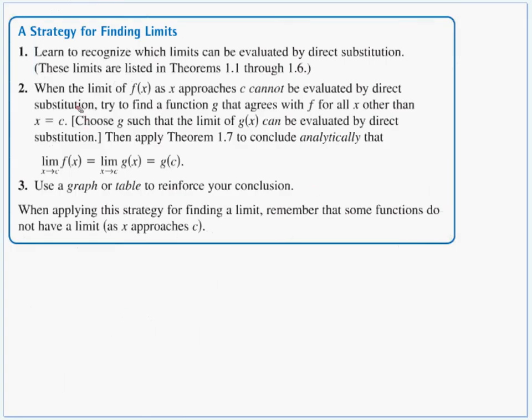So here's our strategy, 3 steps. 1, learn to recognize which limits can be evaluated by direct sub. And again, you don't have to memorize them, you just try it first. If it works, good. If not, then we try something else. 2, when the limit of our function as x approaches c cannot be evaluated by direct sub, try to find a function g that agrees with f for all x's other than that c. Like we just saw, try and factor and cancel. Number 3, you could try to use a graph or table to reinforce your conclusion or check your answer. When applying this strategy for finding a limit, remember that some functions do not have a limit as we approach some numbers.